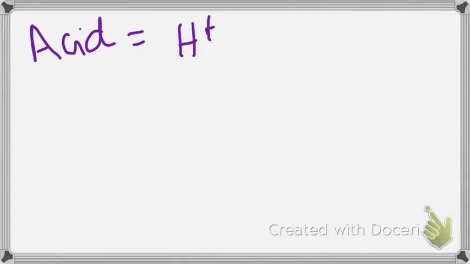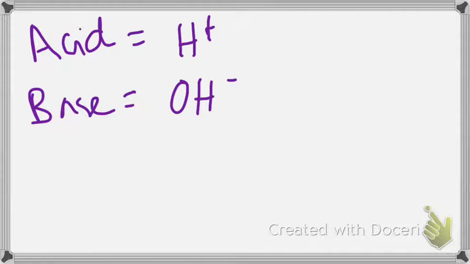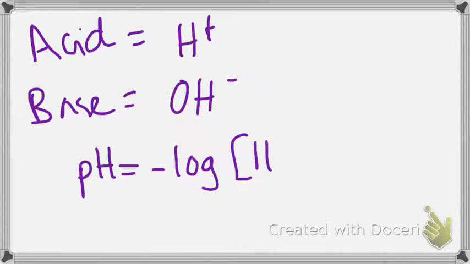Okay, so we talked earlier about how an acid has more H pluses, okay, and a base has more OH minuses, okay, so acids have way more hydrogen ions and bases have lots of hydroxide ions, okay. Well, when we talk about pH, pH is actually going to equal the negative log of the concentration of hydrogen ions.